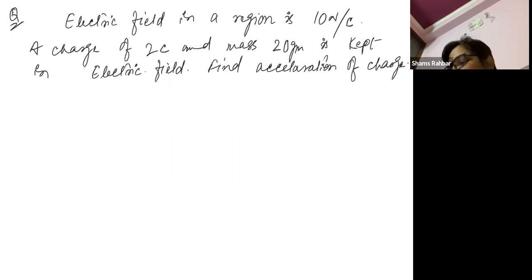Electric field in a region: you know the value of the electric field in that region, and in that region we have placed a charge of 2 coulomb. The mass of that charge is 20 gram. What is asked is: what will be the acceleration of this charge? First note down the question, then we'll discuss. Hurry up.